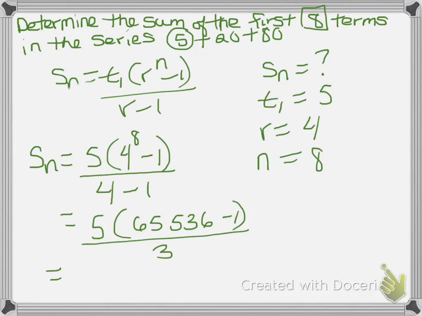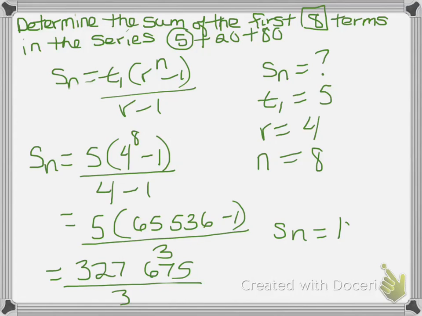which gives us 5 times 65,535, which is equal to 327,675 divided still by 3, for a final answer of 109,225. And that's how you do it. Choose your formula, fill it in, solve.